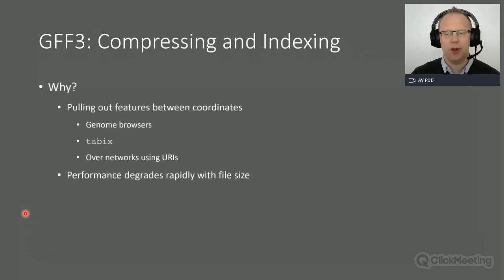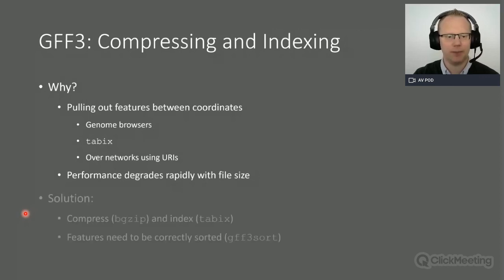Okay, so moving on to compression of GFF3 files. This is important, as I said, if you want to pull out features quickly from a file, especially if the GFF file starts to get quite big. Performance, especially of genome browsers and things like that, degrades very rapidly with increased size. And if you don't have it indexed, the browser generally has to load the entire file into memory in order to do things reasonably quickly. However, it's best not to go down that route and best to know how to compress and index files correctly.